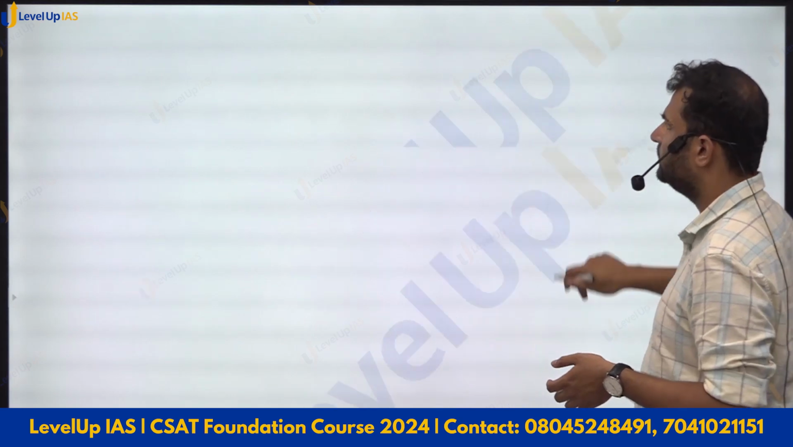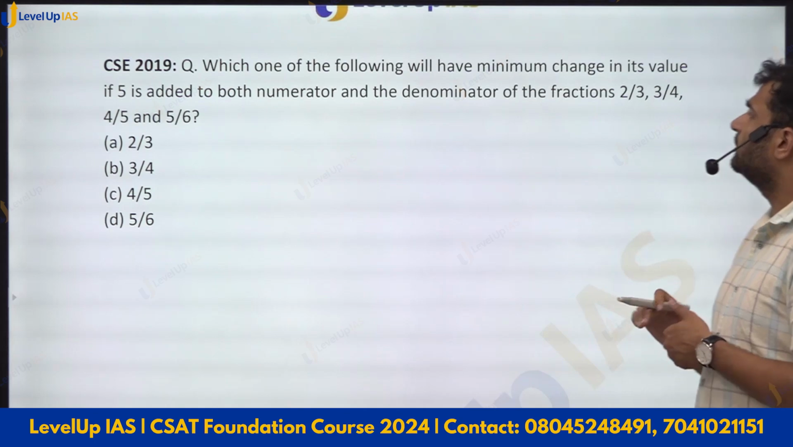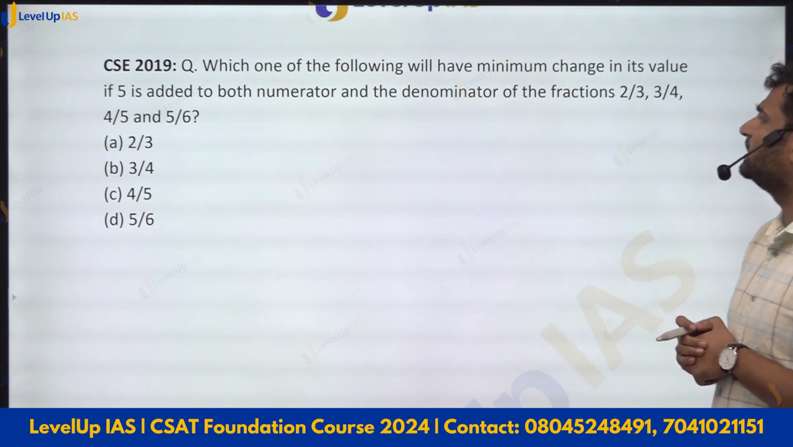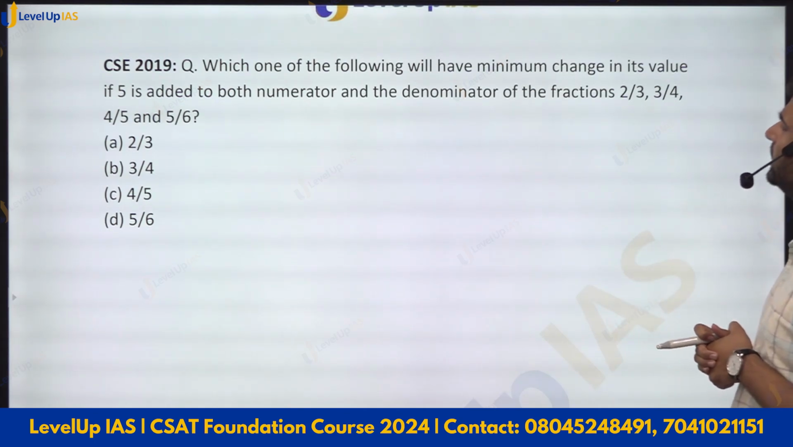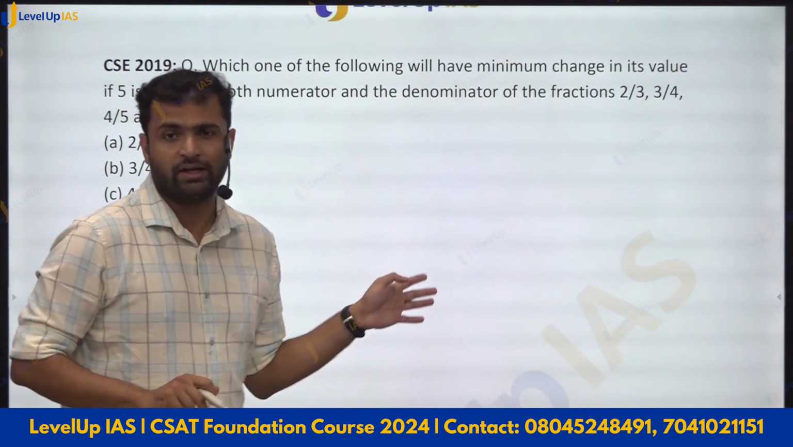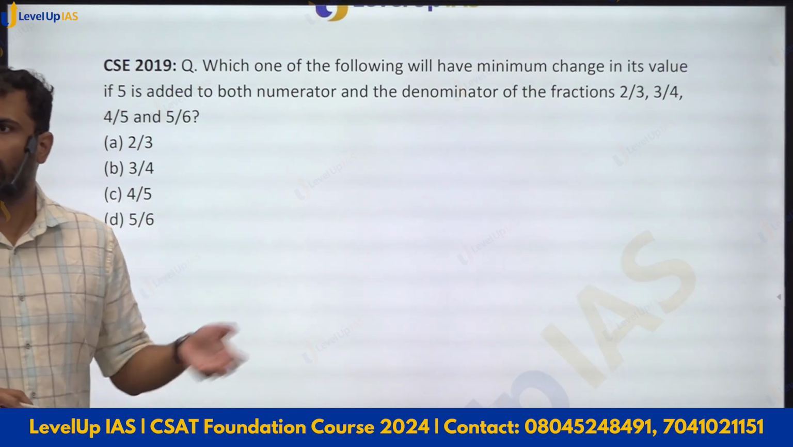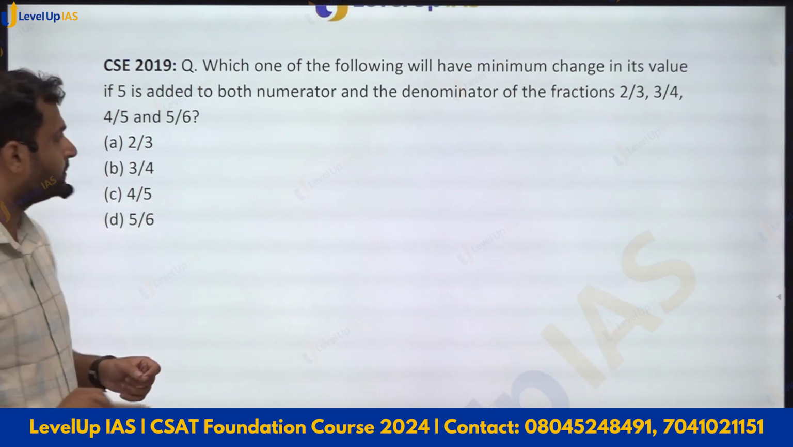This is the last question. Again, a very easy question. The question is, which of the following will have minimum change in its value if 5 is added to both numerator and denominator of the fractions? Now the simplest thing to do is just add and check. Minimum change: let us calculate the change and find the minimum change. Last question.